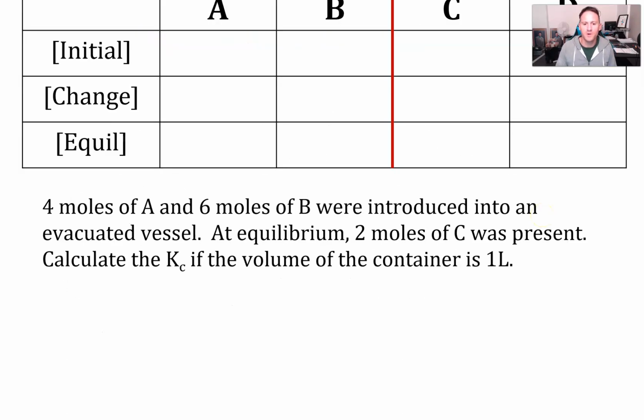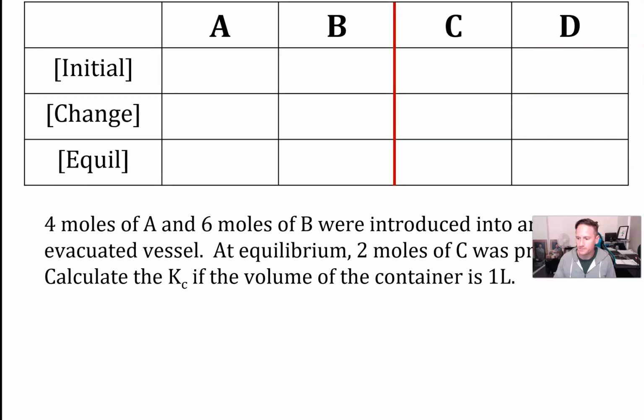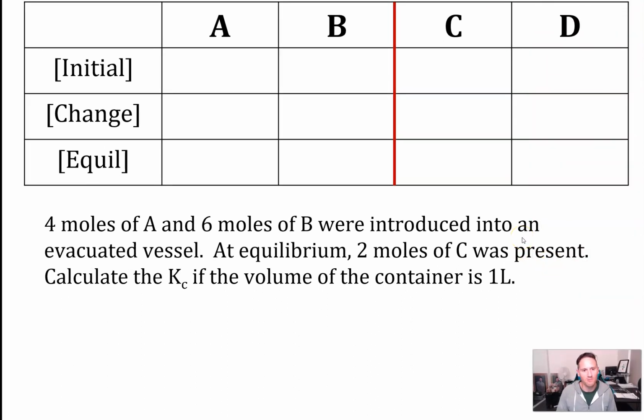In order to work through this, we're going to utilise a type of table, which I'm going to call an ICE table. It can sometimes be called a RICE table. So you would draw up a table like this. You would have a line in the middle to distinguish the reactants from the products. The ICE stands for initial, change, and at equilibrium. You've got your A and B and C and D.